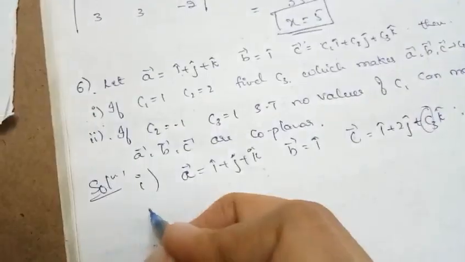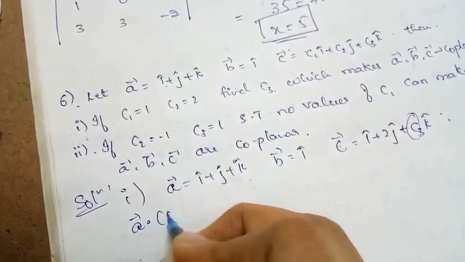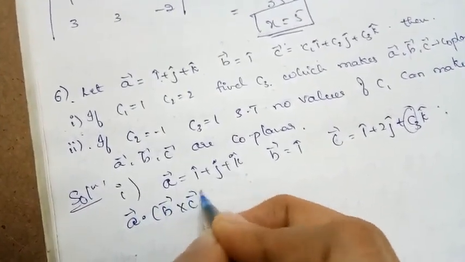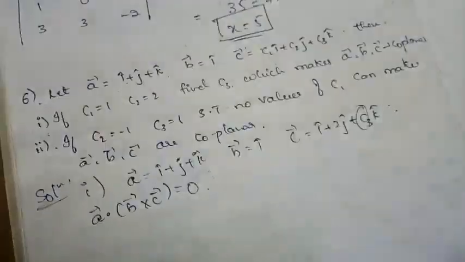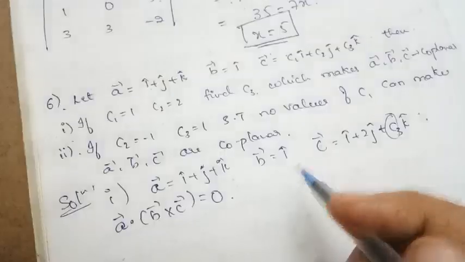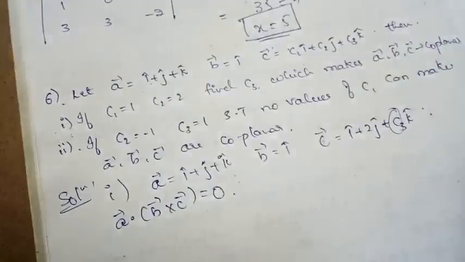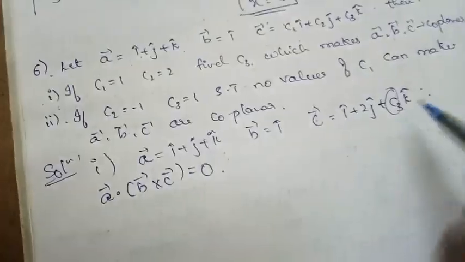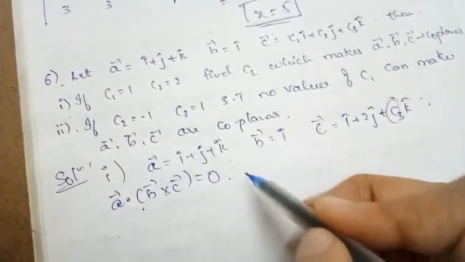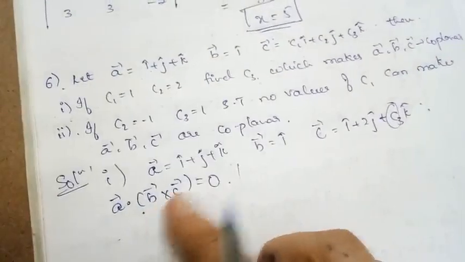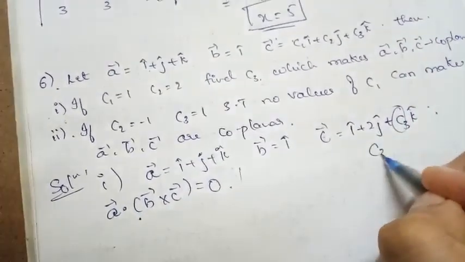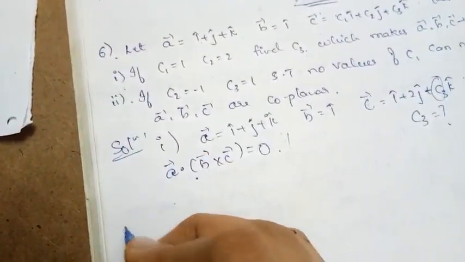vectors are coplanar. So these three vectors are coplanar means vector A dot vector B cross C is equal to 0. So it is similar to the third question, how we find the value of lambda there. So substitute this in the determinant form, get the value of C3. That's all regarding the first question, how to solve the first one.